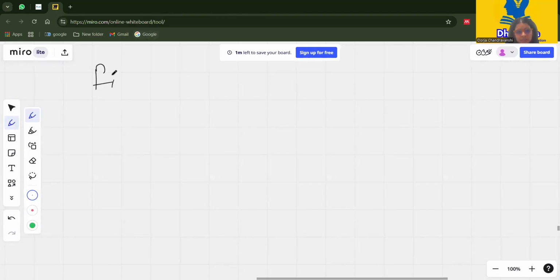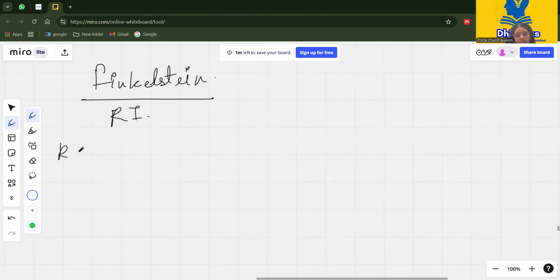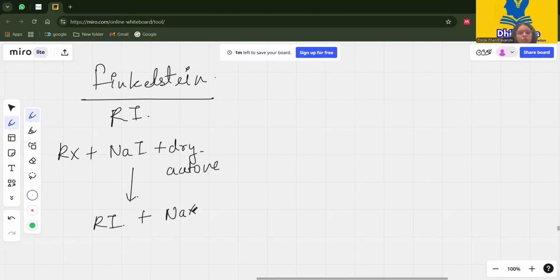So Finkelstein reaction, as I already said, is for the preparation of what do we prepare from it? We prepare iodoalkanes, R-I. General reaction means RX plus NaI with dry acetone. It is going to give me RI plus NaX. What can my X be here? X cannot be I, X cannot be F. It is only going to be chlorine or bromine, right?